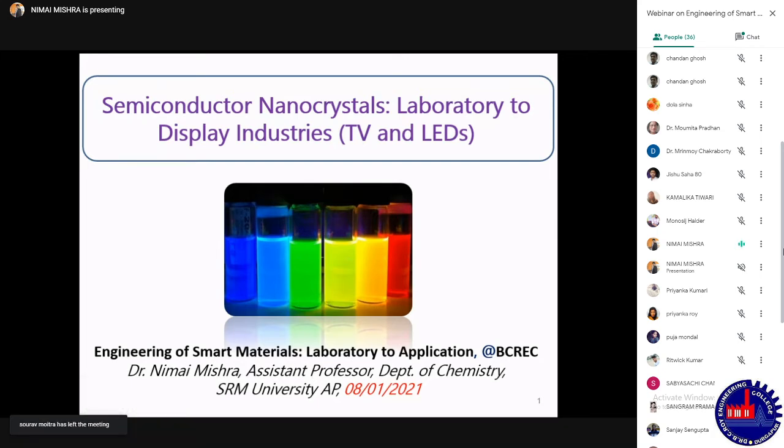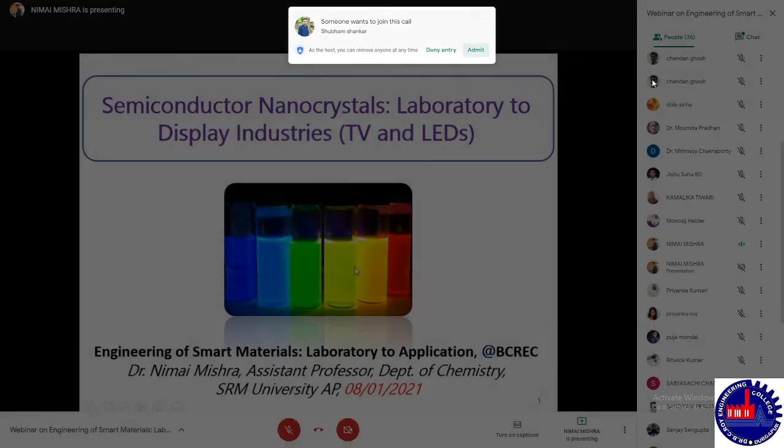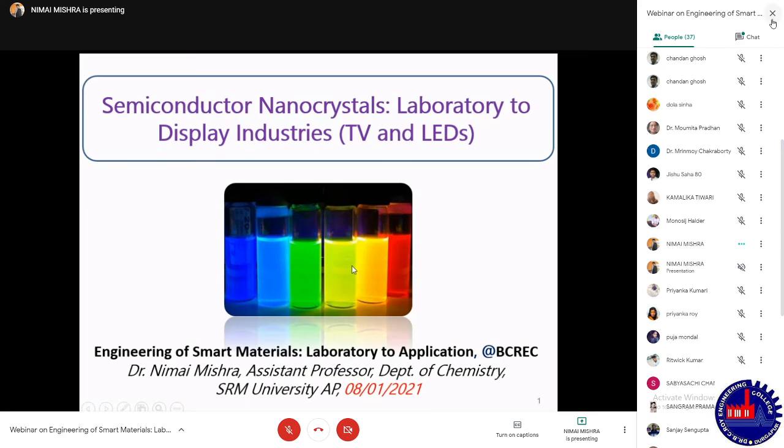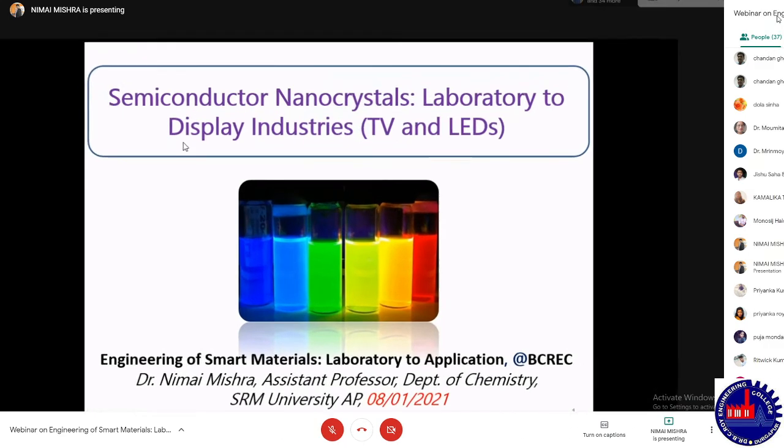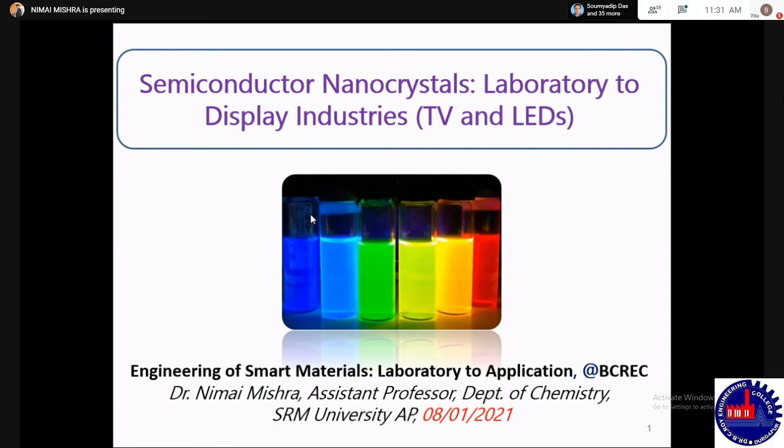It is along the same lines. When put under UV light, depending on their nanoparticle sizes, we can get different colors from the nanoparticles. And people have been using these colors for displays in all those gadgets, like mobiles, televisions, iPads, all those things. So that's the story of today's talk.